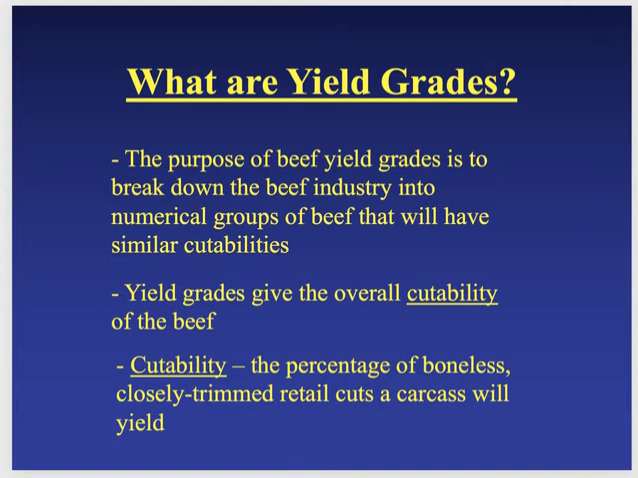It's just a way for us to segment the industry even more. So we have quality, which is eating quality, and then we have yield grading, which is basically how much red meat yield that animal is going to produce that will actually go into the food chain for human consumption.